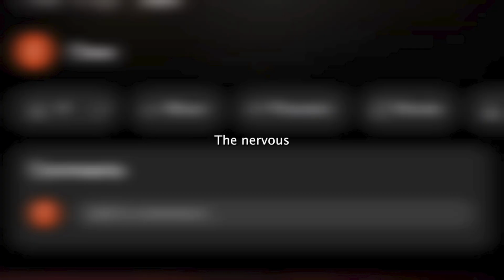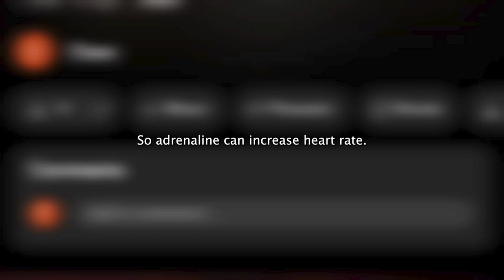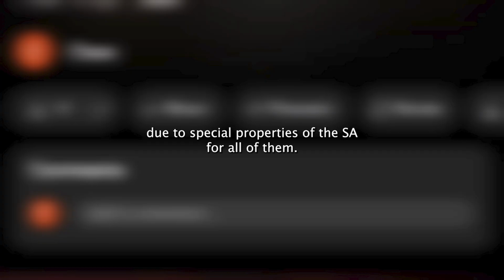The nervous system can alter the pace and tension of the contractions. So, adrenaline can increase heart rate. Acetylcholine can slow down the heart rate. Contractions last 10 times longer than those in skeletal muscle, and refractory periods are longer. Wave summation and tetanic contractions are prevented due to special properties of the sarcolemma.